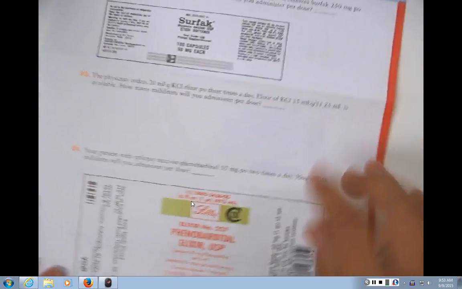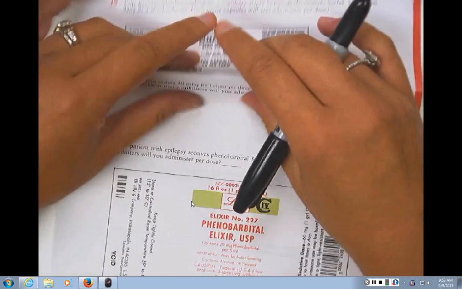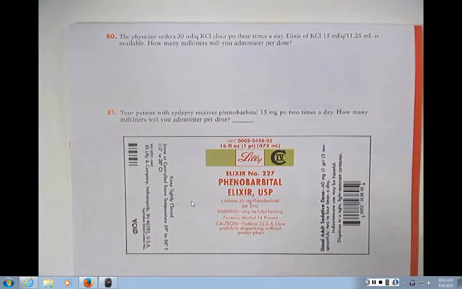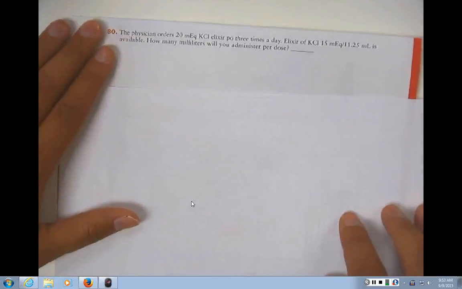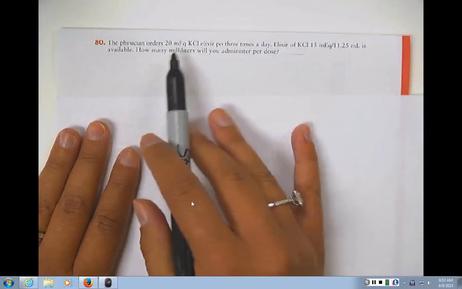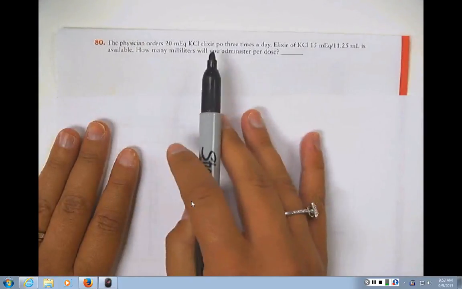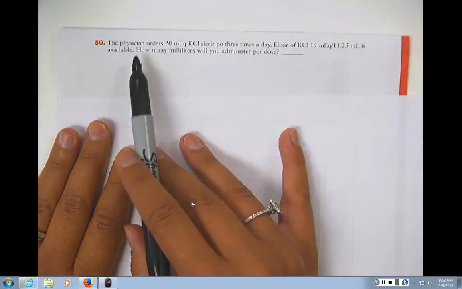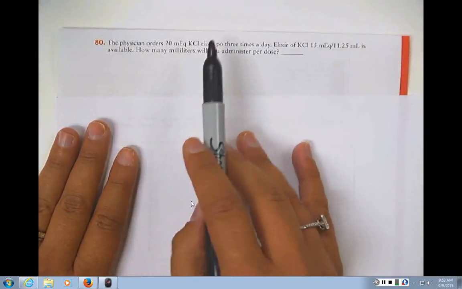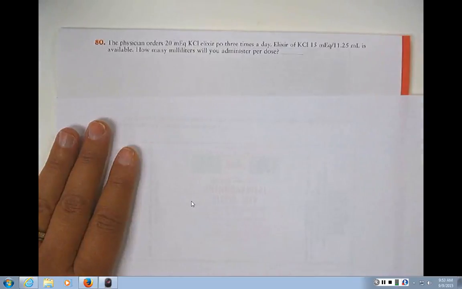Let's do number 80 on this one. So on this one, it states the physician orders 20 milliequivalents of potassium. KCl means potassium. So the physician orders 20 milliequivalents of potassium elixir by mouth 3 times a day. Our elixir on hand is 15 milliequivalents for every 11.25 mLs, and we want to know how many milliliters we're going to give per dose.